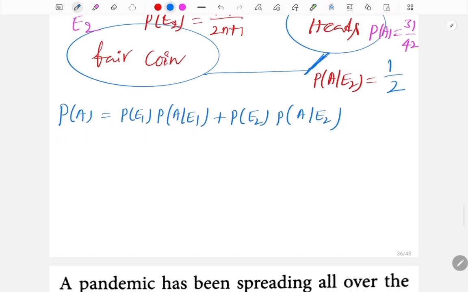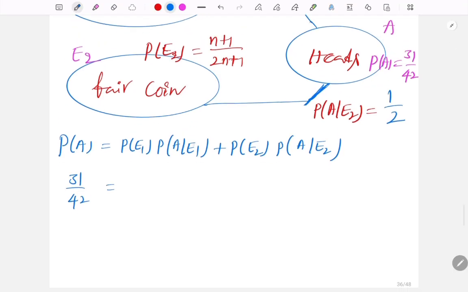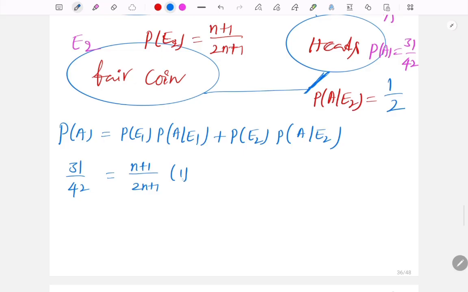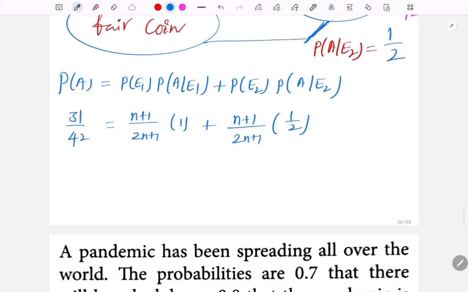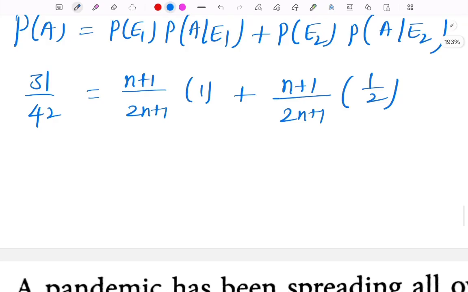What is the P of A answer they give? They give 31 by 42 equal to, what is the P of E1 answer? n by 2n plus 1 into P of A by E1. What is P of A by E1? It is 1, plus P of E2, it is n plus 1 by 2n plus 1. P of A by E2 answer is 1 by 2. Now solve for n. This is the required answer we need to find here.